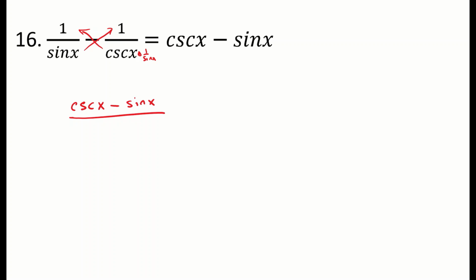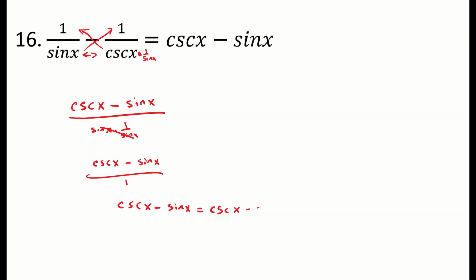Now on the denominator, when I multiply these two, I have sine x times cosecant x, which is the same thing as saying 1 over sine x times sine x. And if you notice, they cancel. So I get cosecant x minus sine x over 1, which is kind of redundant, right? So it's cosecant x minus sine x. And that's exactly what we were trying to get to, right?